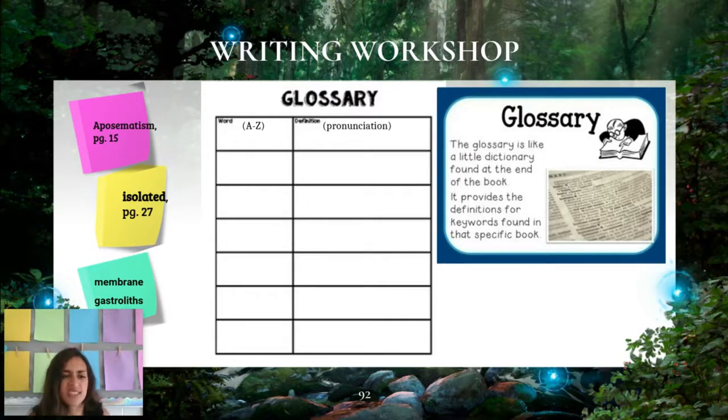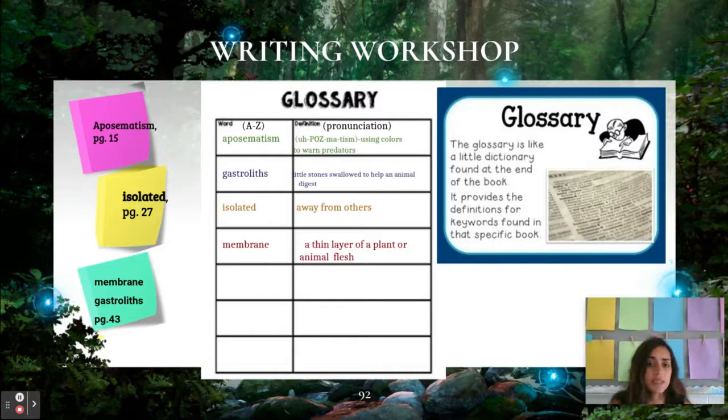Remember, the glossary is like a little dictionary. So we're going to be adding on to this as we continue reading and learning about bizarre animals. It's okay if your glossary is not finished or if the definitions are not complete. You're going to have an opportunity to continue to work on this and to continue to expand your vocabulary. Aposematism, gastroliths, isolated, and membrane. You can see that they're all in alphabetical order. And opposite of them, I wrote their definitions in my own words so that I could better understand their definition.